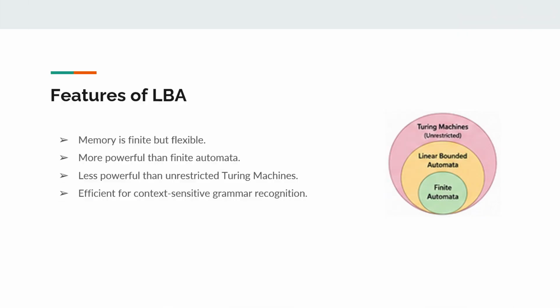Features of LBA. An LBA has finite but flexible memory. It is more powerful than finite automata because it can modify symbols on the tape. However, it is less powerful than unrestricted Turing machines. LBAs are mainly useful for recognizing context-sensitive grammars.